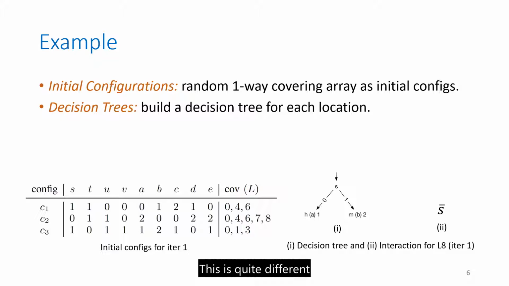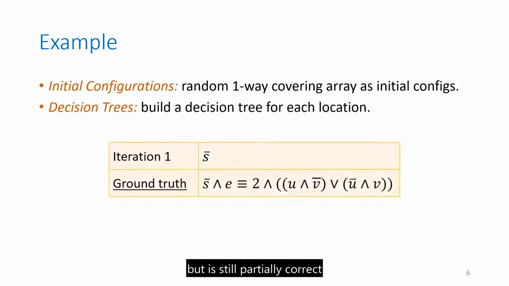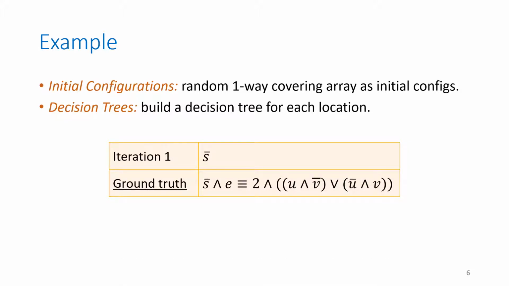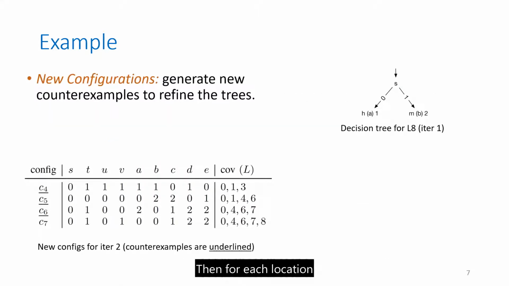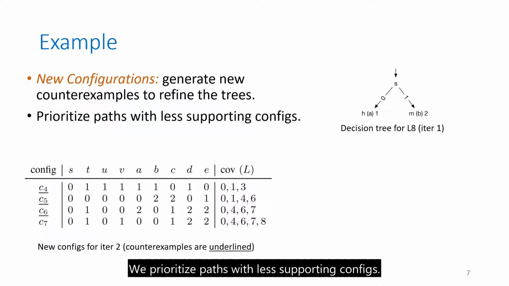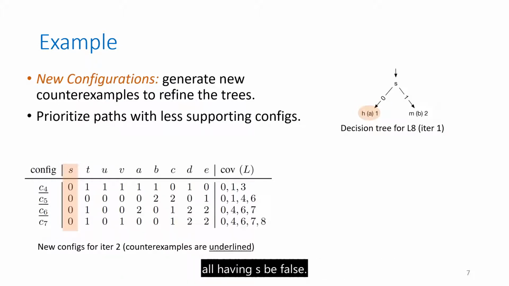This is quite different from the desired interaction for L8, but is still partially correct because not S is part of the requirements for hitting L8. Then, for each location, GenTree generates new counterexample configs to refine the tree. We prioritize paths with less boring configs. Here we choose the path A and generate new configs all having S be false.